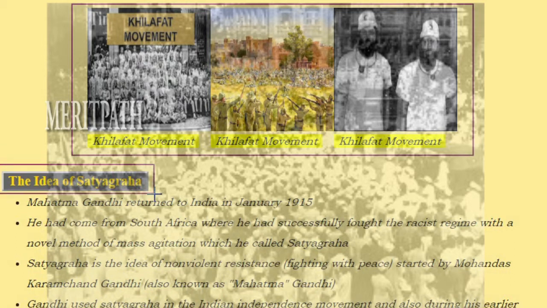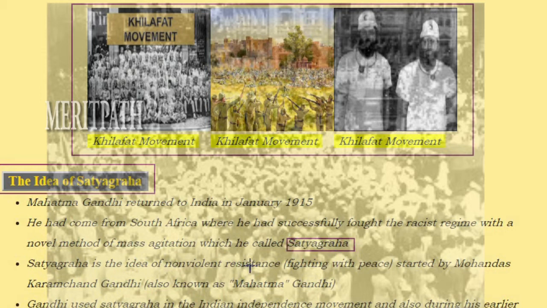The idea of Satyagraha. Mahatma Gandhi returned to India in January 1915 from South Africa. He came from South Africa, where he had successfully fought the racist regime with a novel method of mass agitation, which he called Satyagraha.